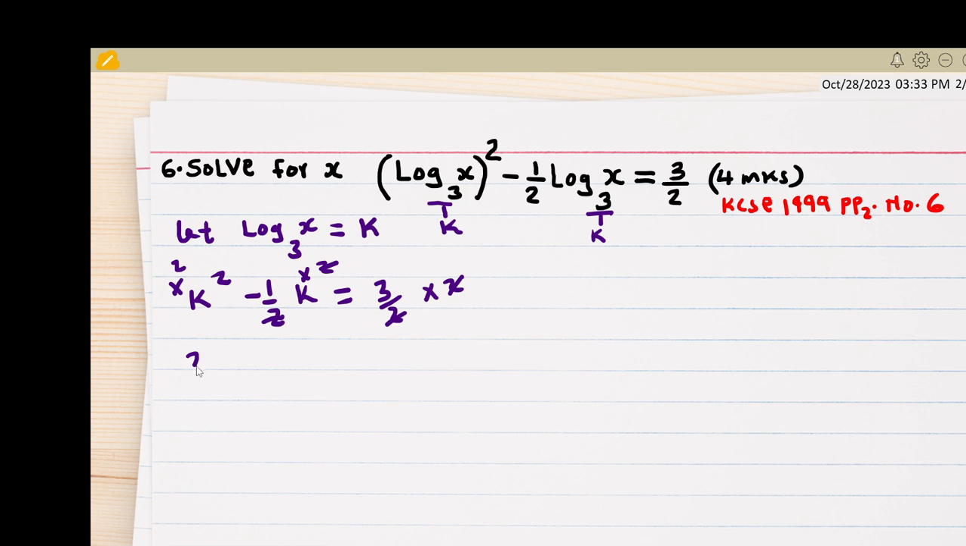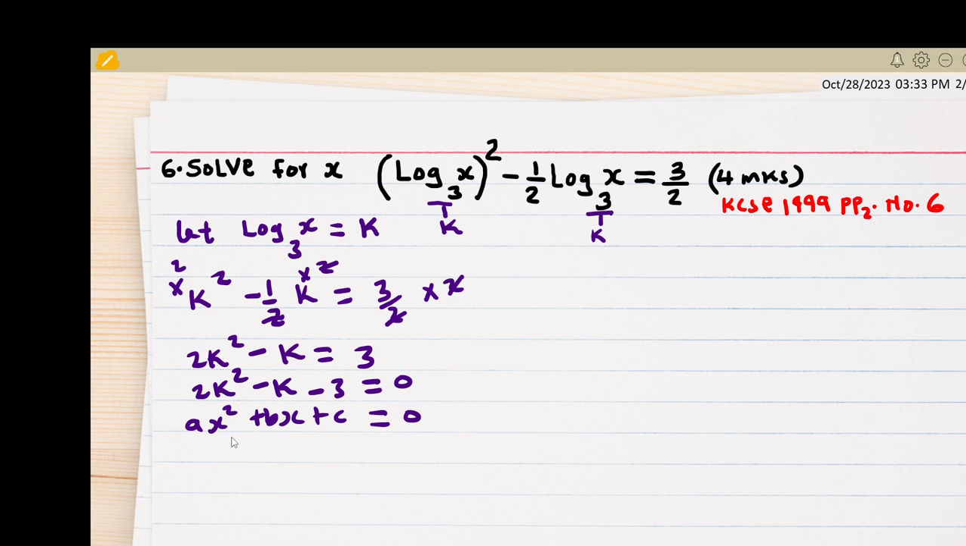So this will remain as 2k squared minus k equals positive 3. So 2k squared minus k minus 3 will be equal to 0. This is a quadratic equation in the form ax squared plus bx plus c equals 0. So the value of a will be 2, the value of b will be the coefficient of k, which is negative 1, then the value of c will be negative 3.